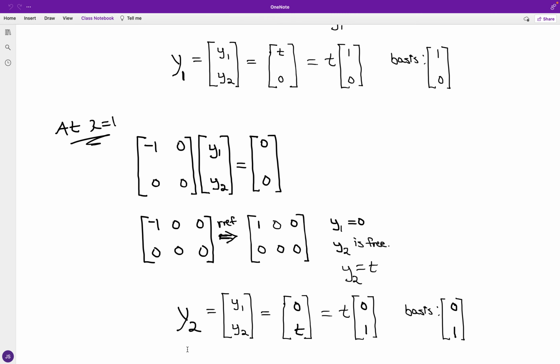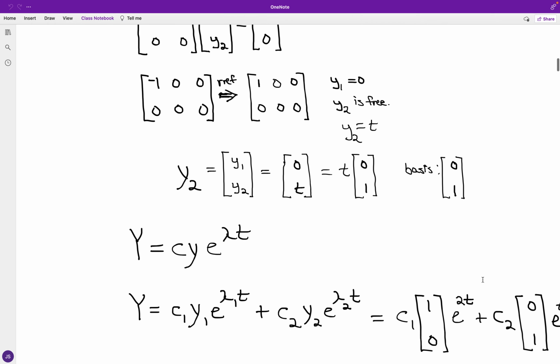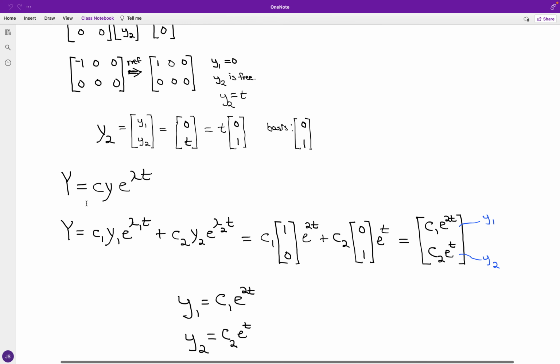for the second eigenvector, it's going to come out equal to, upon substituting, 0 and t, and factoring out t, we have t times the basis, which is going to be 0 and 1. And so we're going to carry over the basis for the first eigenvector as well as that for the second eigenvector. In the overall big picture, the solution set in y is going to be equal to the constant times the eigenvector times e to the eigenvalue times t.